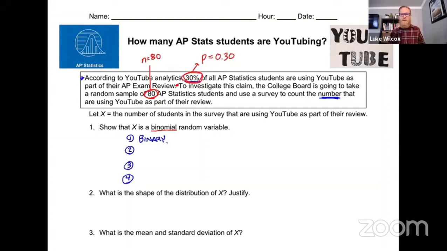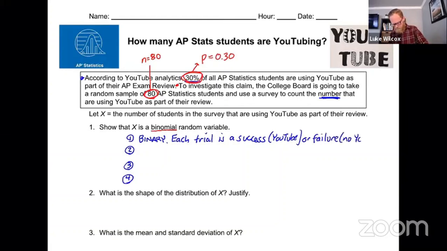And sure enough, we could categorize them as a success if they're watching YouTube, a failure if they're not. So we're going to say here that each trial is a success, and we're going to make it clear that a success here means that the student is using YouTube, or a failure, no YouTube. So we would say that that condition is satisfied. The second condition is what's known as the independent condition.